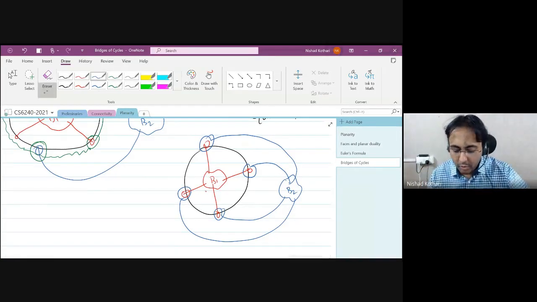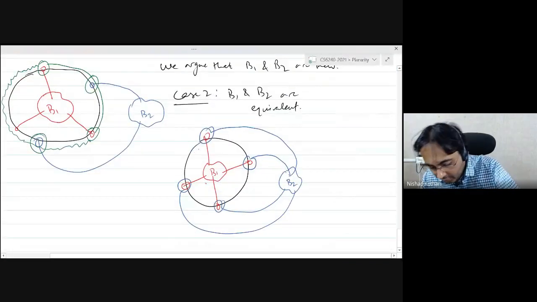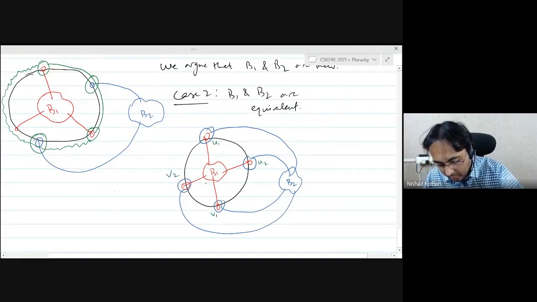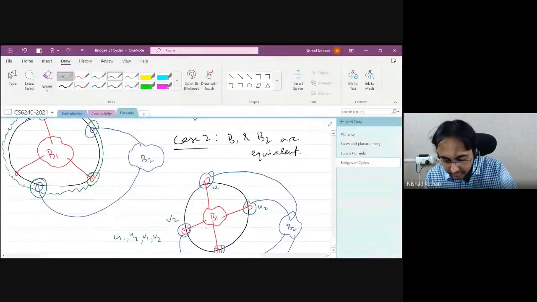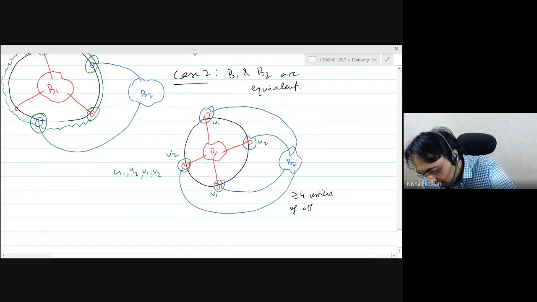Okay, then what I'll do is I will label them U1, V1, U2, V2 so that I can get the skew condition. Let's see. So I have two vertices of attachment of B1. Let's call them U1 and V1. And I have two attachment vertices of B2. Let's call them U2 and V2. And now U1, U2, V1, V2 appear in that cyclic order. Right? And this is exactly the definition of skew bridges. So in this case, if there are at least four vertices of attachment, then they are skew bridges.